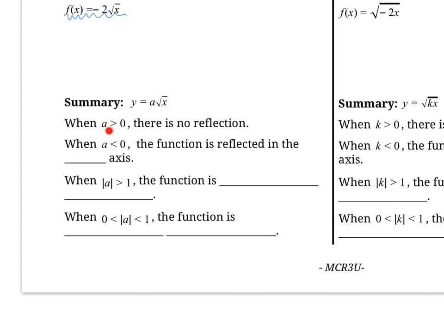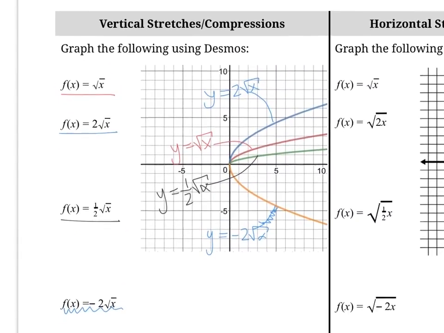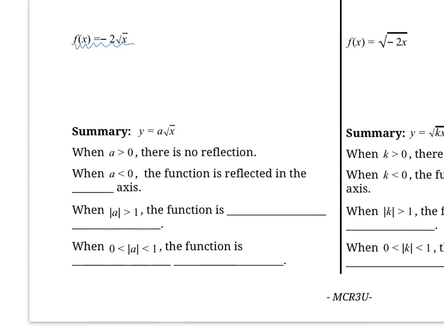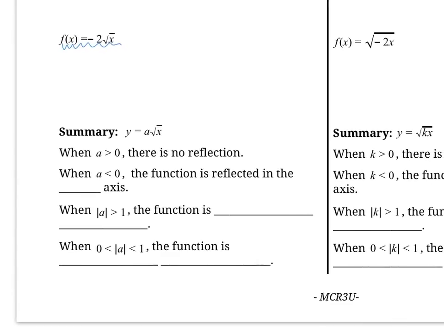So when this A is greater than 0, there's no reflection. And we saw that in these examples here. All three of these have an A value that's positive. Here A is a half, here A is 2, and here A is 1. All three of these graphs have no reflection at all. However, when we have a negative A, that's when we have a reflection in the x-axis. So when A is less than 0, we have a reflection in the x-axis.